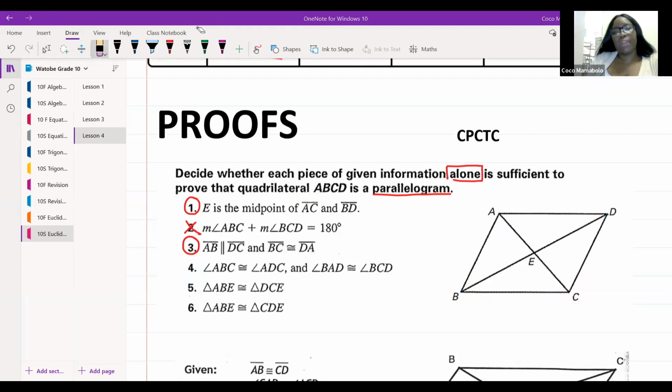So, ma'am, if they tell us now it's congruent, are we ever going to have to prove the congruency ourselves? Yes. Because that's how you prove that it's a parallelogram, if both sides are equal.